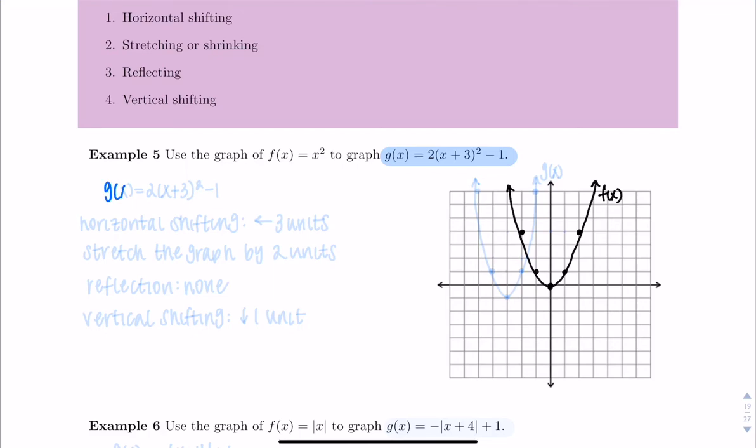So g of x equals 2 times x plus 3 squared minus 1. Okay, so first is horizontal shifting. So the horizontal shifting is the plus or minus that goes with the x. So in this case, we want to shift it to the left 3 units.